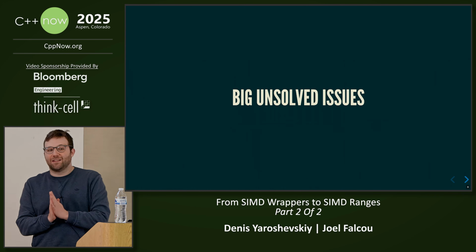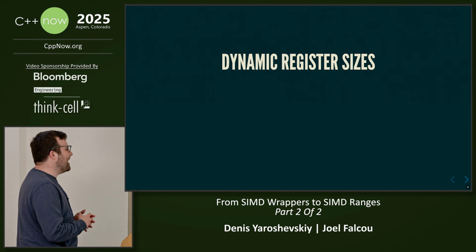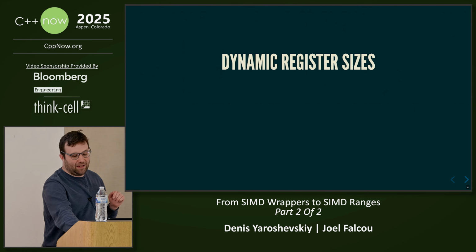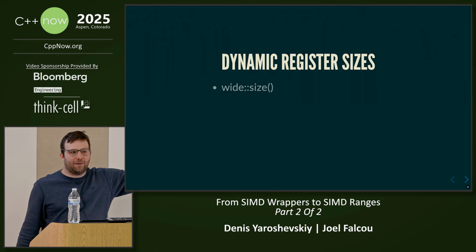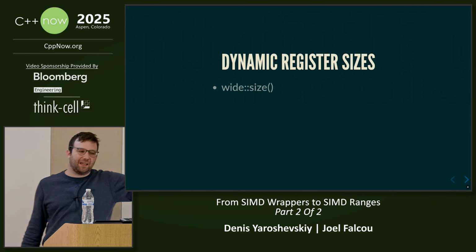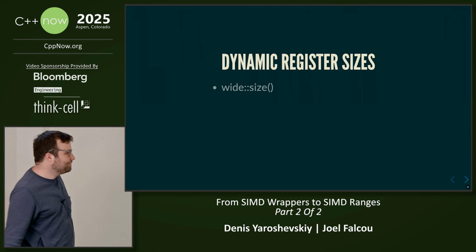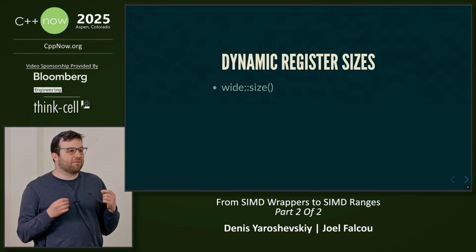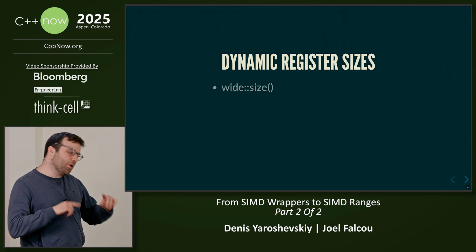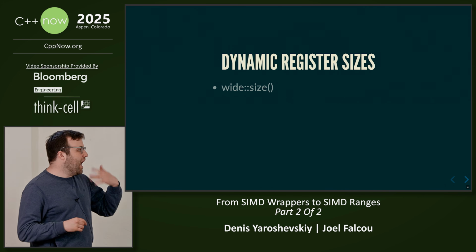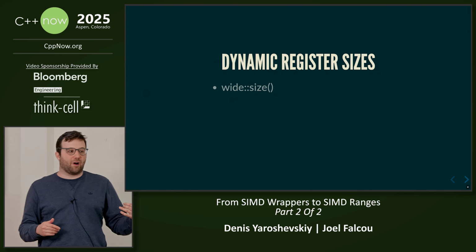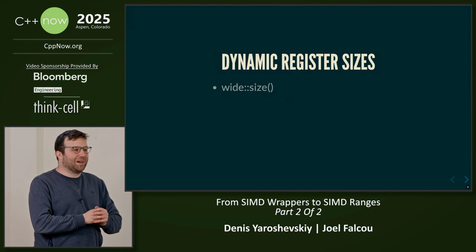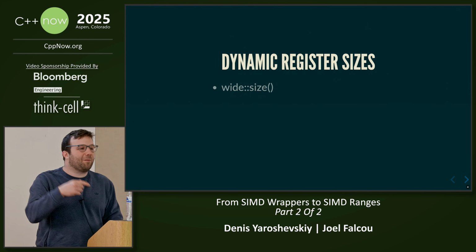Let's start with some big unsolved issues. Dynamic register sizes. I have been saying wide size is 32 bytes on my machine, and I'm going to rely on it everywhere at compile time. Well, newer architectures like the latest ARM and RISC-V, in their specification, don't tell you what the register size is. They say our register size is between 16 bytes, let's say for ARM, and 2 kilobytes. And you're like, how do you program that? That's so weird. But on your machine, it should be a specific one.